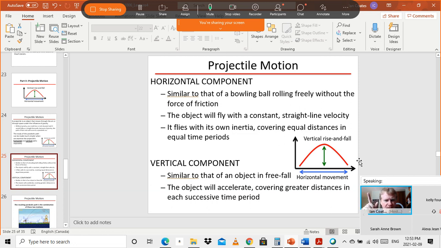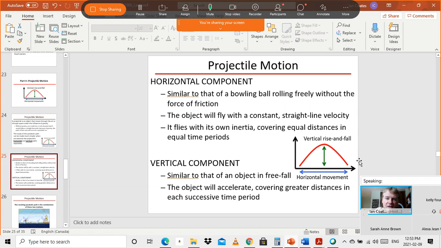Should make sense. Inertia: the ability or tendency of an object to remain at rest or remain at a constant speed. All right? It flies with its own inertia, covering equal distance in equal time periods. So it just goes. Now the vertical component, all right, similar to that of an object in free fall.